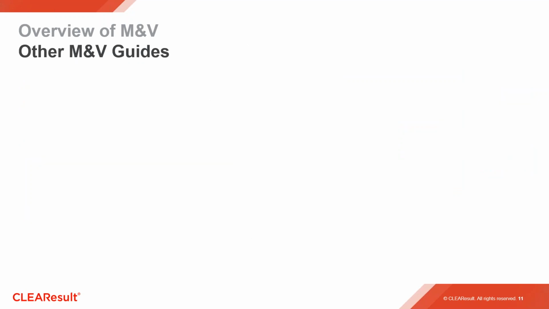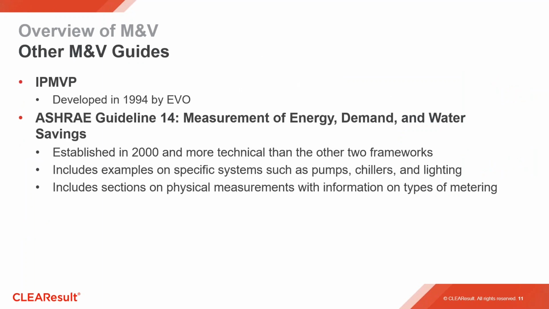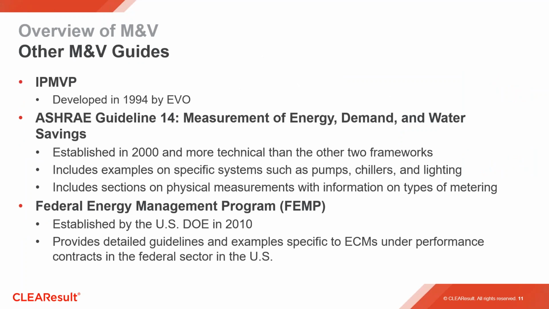In addition to IPMVP, there are some other MMV frameworks that are worth mentioning. One is ASHRAE Guideline 14, and one is FEMP, Federal Energy Management Program. ASHRAE Guideline 14 is the most technical out of the 3, and it includes examples on specific systems such as pumps, chillers, etc. It also includes specific sections on physical measurements and types of metering.